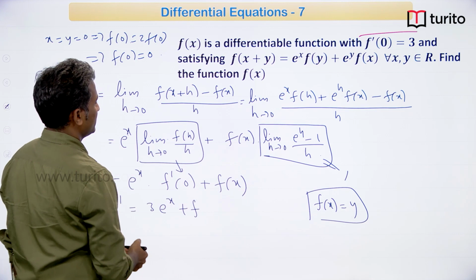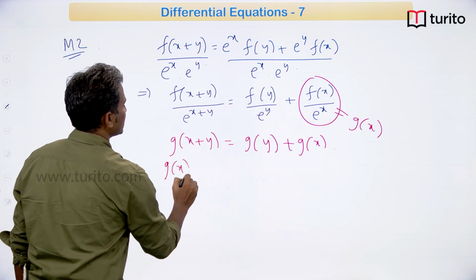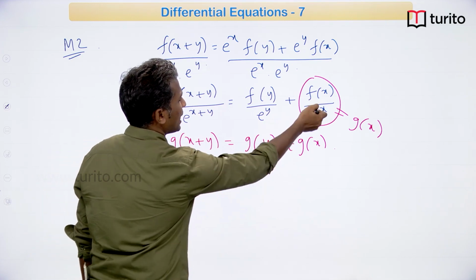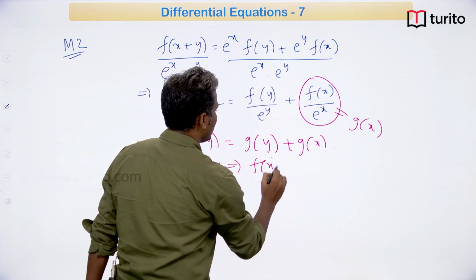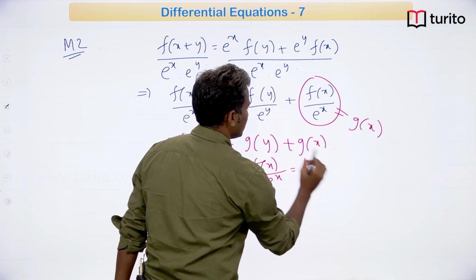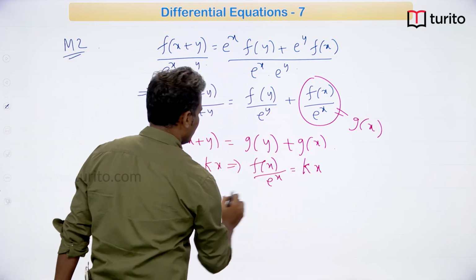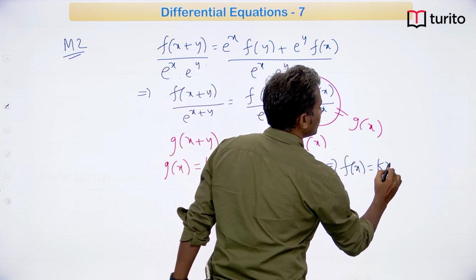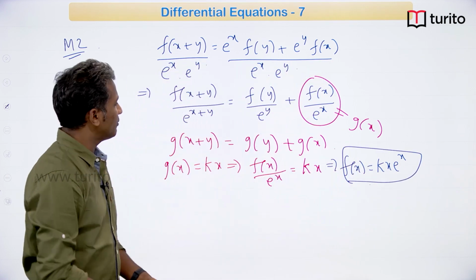kx. So we can take the function g of x as kx, but g of x is nothing but f of x by e raised to x. So f of x by e raised to x must be equal to kx, which means f of x is equal to kx into e raised to x. So I think we straight away went to this step.